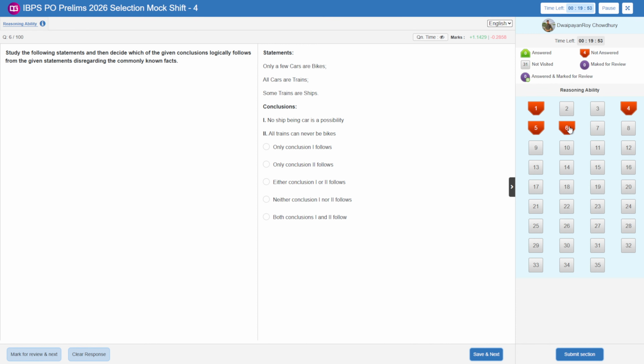Only a few cars, bikes, all cars, or rather, okay, all cars are trains. Some trains are ships. No ship being car. Yeah, possibility. And all trains can never be bikes. All trains never be bikes. True. So both.